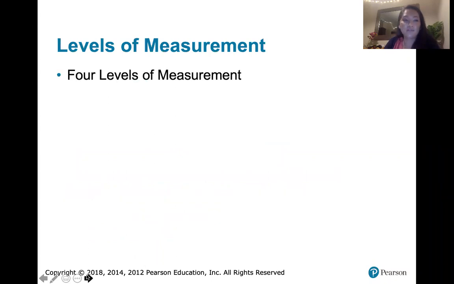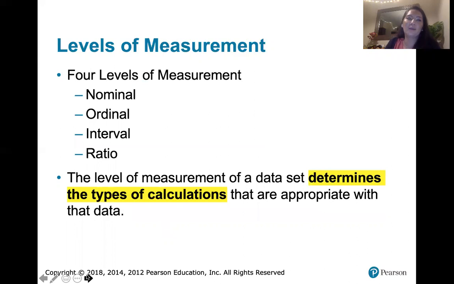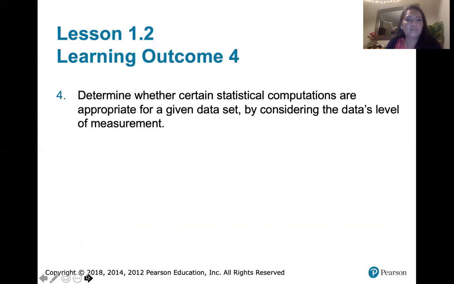So there are 4 levels of measurement. They're called nominal, ordinal, interval, and ratio. I'm going to define all of those for you in a minute. And again, the reason why we care about this is that the level of measurement of a data set determines which types of calculations are appropriate for that data.